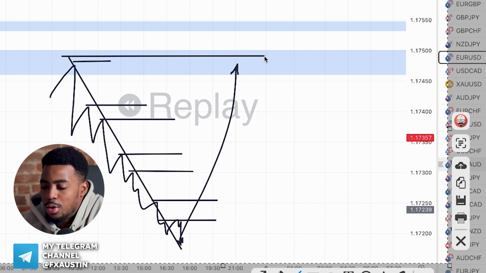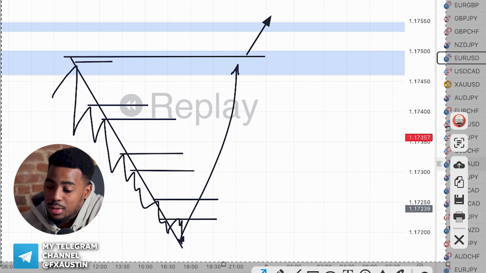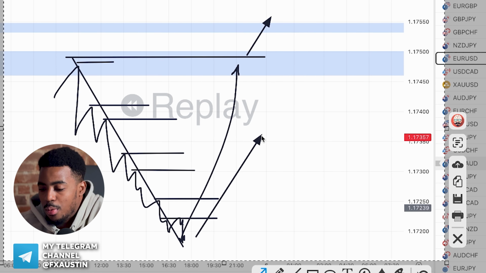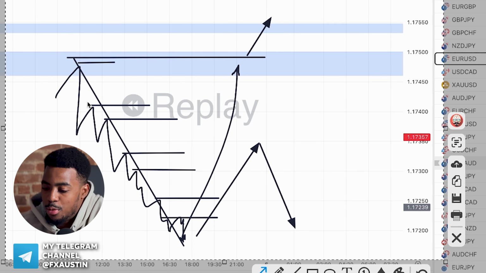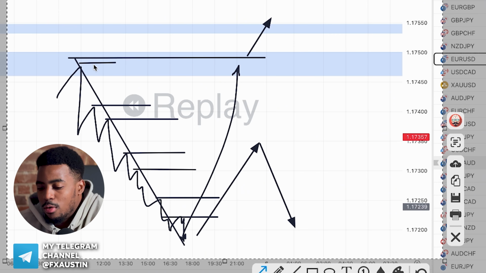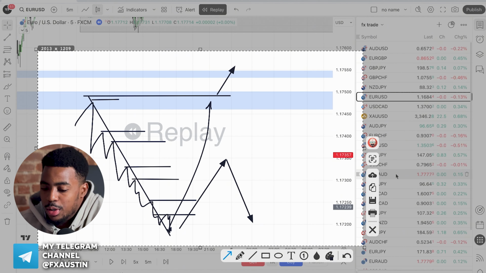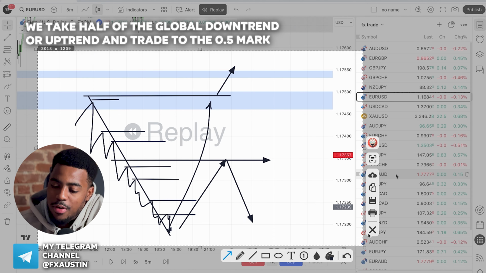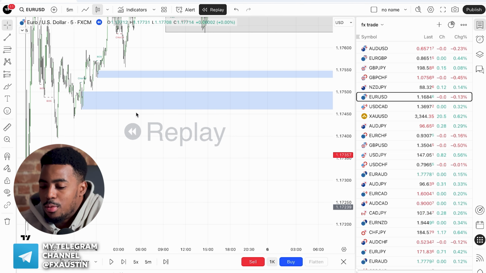Thus, we get a swift upward movement purely from these liquidations. It doesn't necessarily mean a new trend is starting. It could also just be a regular corrective movement up to the halfway point according to Fibonacci. So we take half of the global downtrend or uptrend and trade, for example, up to the 0.5 mark, using it as our target. Let's immediately look at the first trade on the EUR/USD pair.